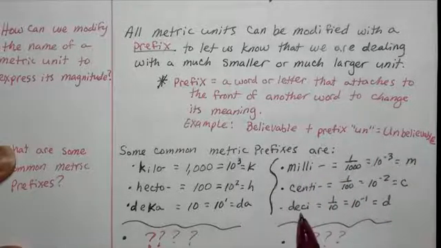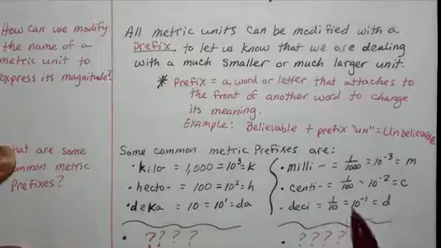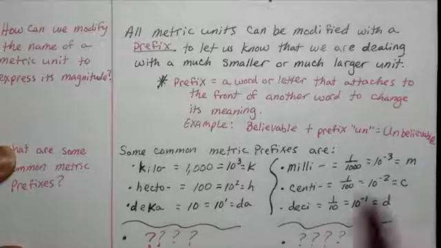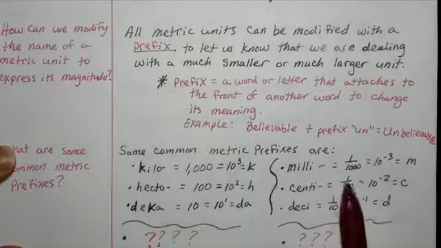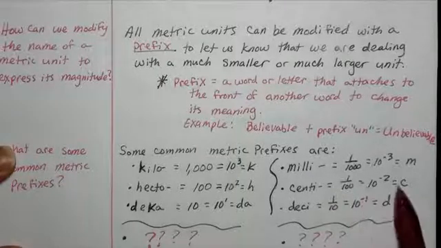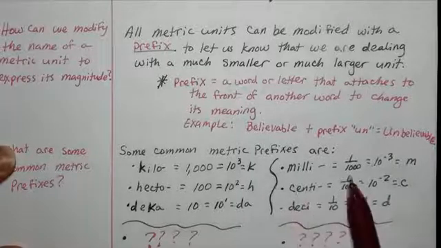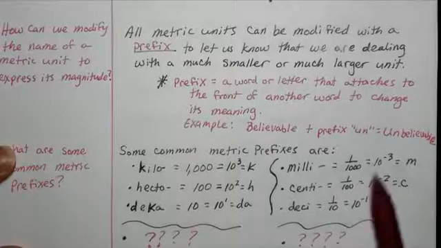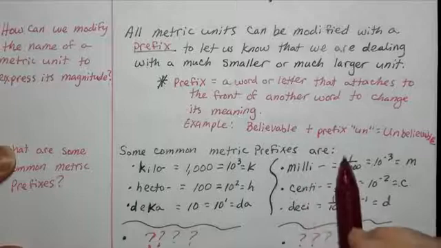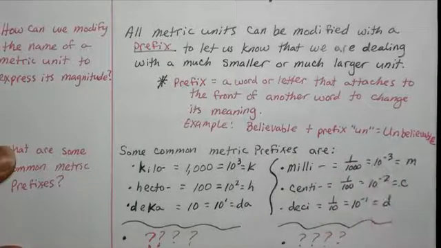Then if we go into smaller sizes, a deci is 1/10 or 10 to the -1, and we represent that with just a lowercase d. And then we have centi, which is 1/100th, 10 to the -2. We represent that with c. So a centimeter is 1/100th of a meter. A millimeter or a milli is 1/1000th of the base unit, 10 to the -3, we represent that with m.